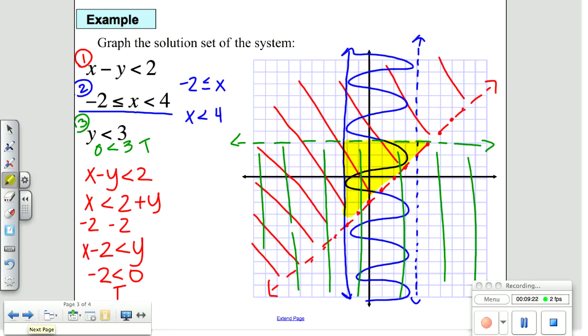This is where we're going to end the video for today. Next time, we're going to take a look at solving application problems, word problems with these systems of inequalities.